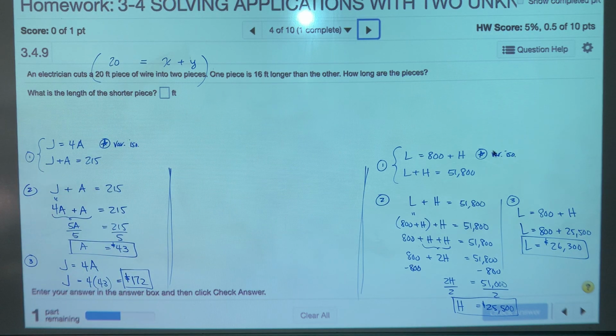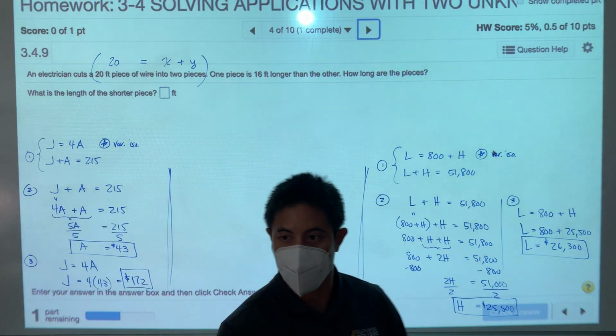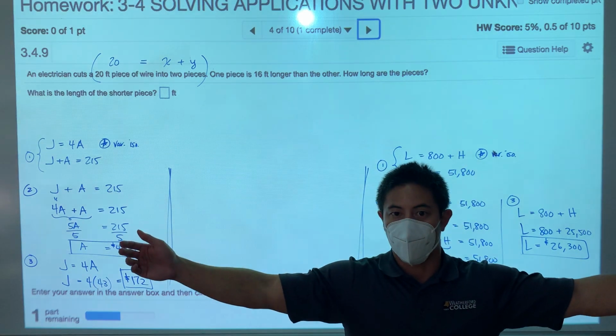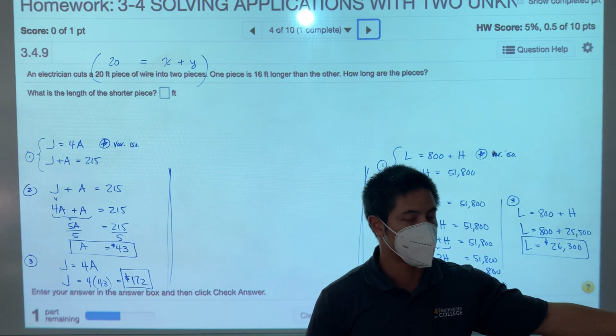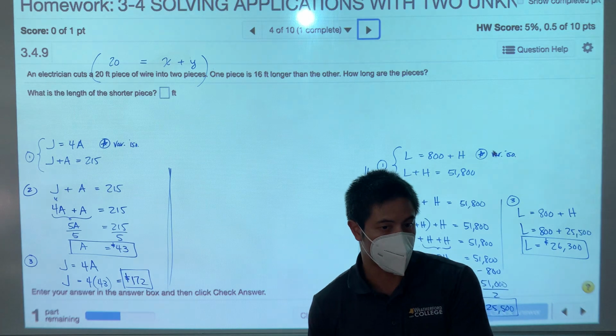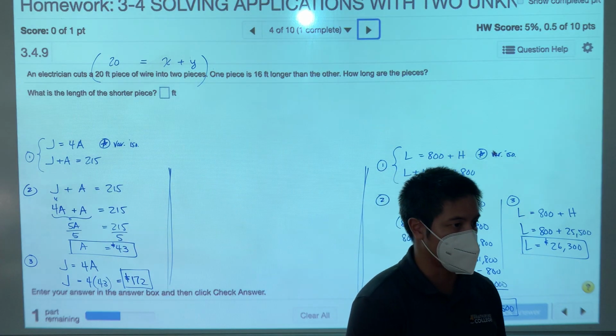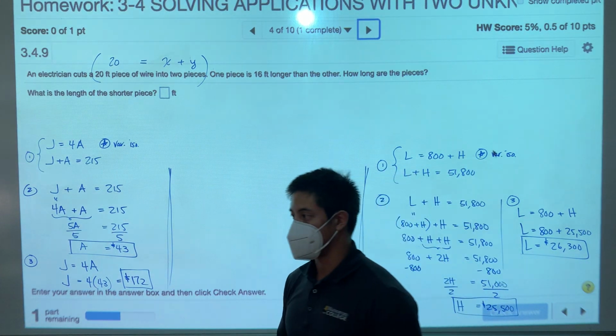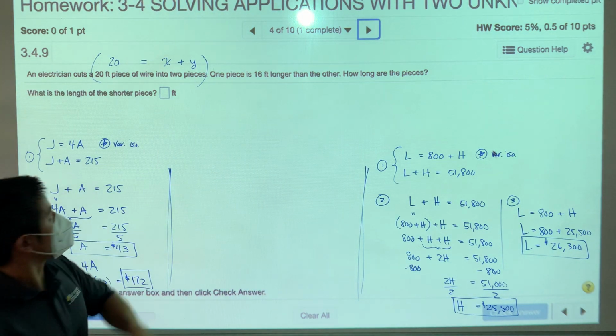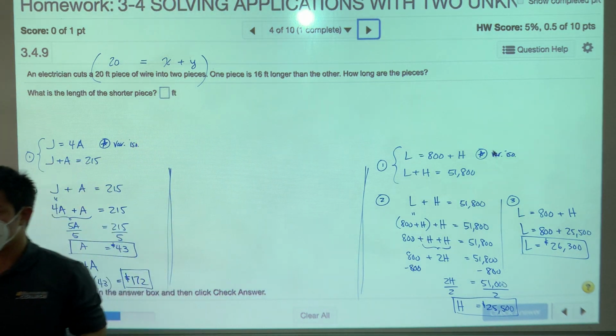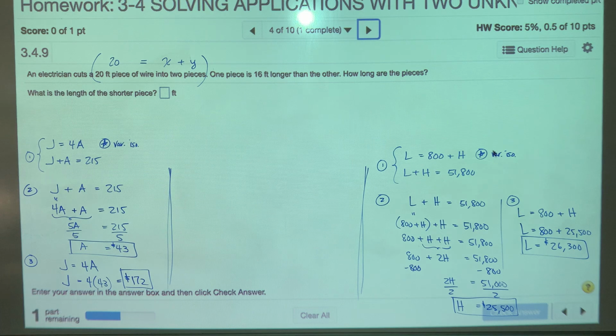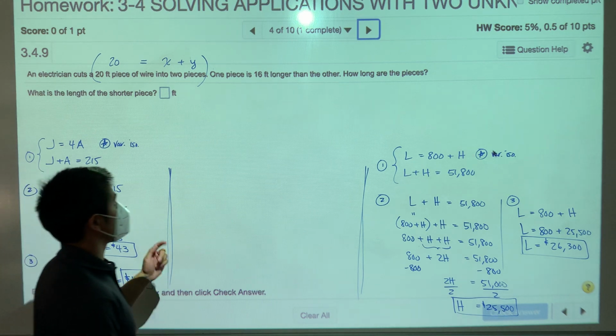You guys follow me? I don't know how long each of the pieces are, do I? I just know that the electrician cut that 20-foot piece of wire into 2 pieces. And so one piece is going to be one length and one piece is going to be another length. They're not necessarily equal, which is why I have to use 2 different variables. 2 different variables indicates that they might have different lengths. They're not identical. Follow me? Okay, let's look at the other part.